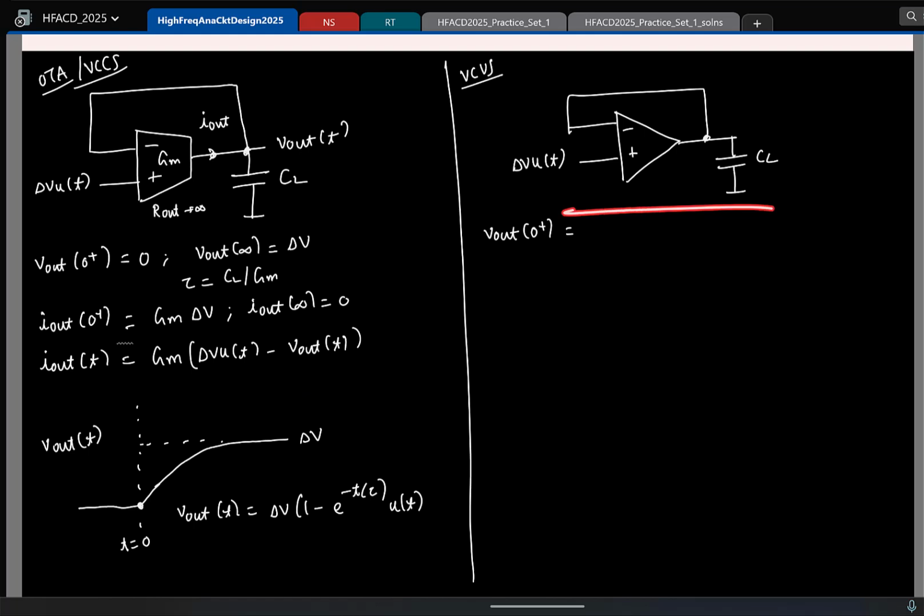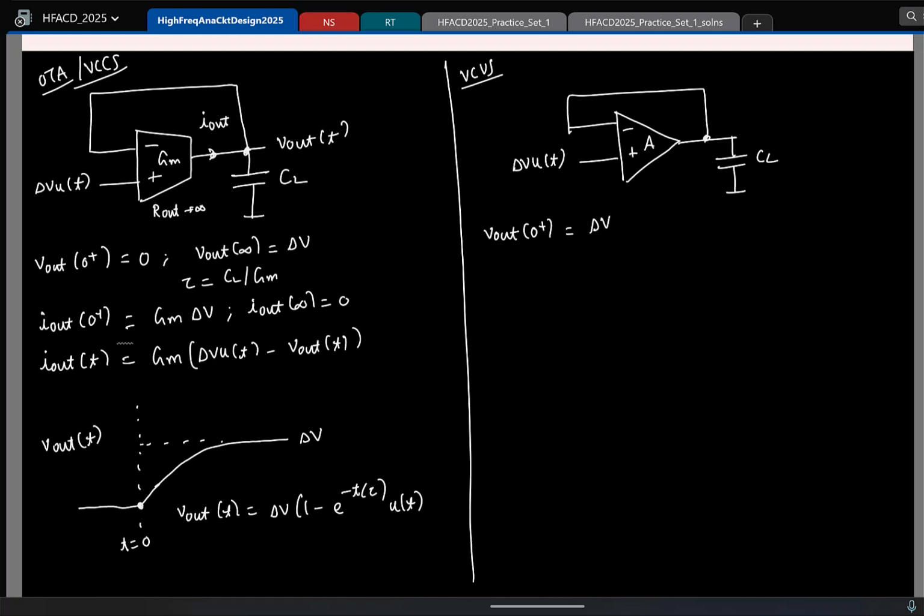Whereas look at this fellow. This current, if it has to be an impulse, it can be. The current here is coming from a voltage source, right? This is a voltage controlled voltage source. The current provided by the voltage source can be anything in the world to keep the voltage at the required value. Unlike in an OTA where the current indeed depends on some other voltage, here the current can be anything. Fine. So here what will be V out of 0 plus? Delta V.